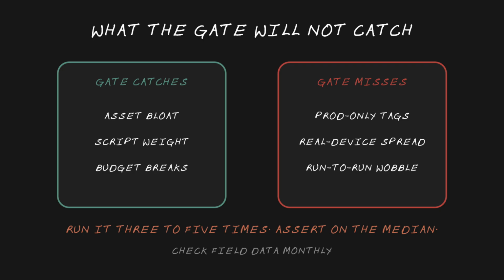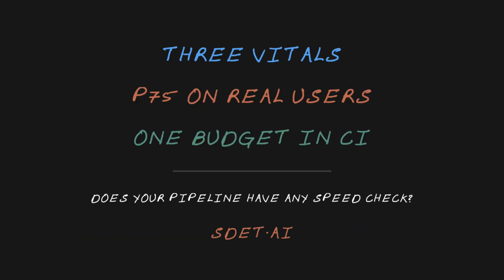Check it monthly. So in a nutshell, speed is a quality attribute with 3 published thresholds. Real users at the 75th percentile decide pass or fail, not your laptop. And a budget in CI turns all of it into a test that runs on every change. Give it a try on one page this week. Your slowest important page is the right place to start.